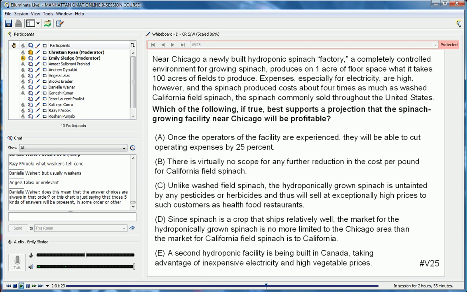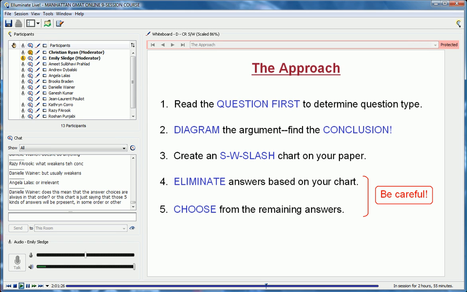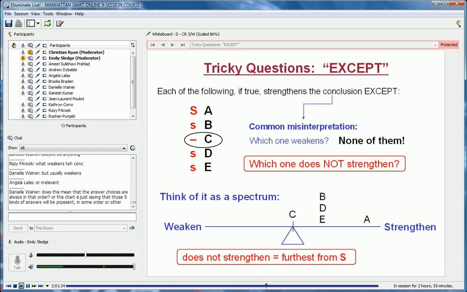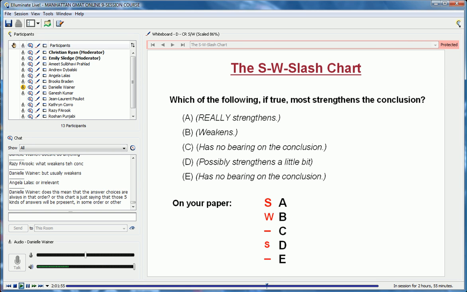All right, let's begin. Oh, Danielle, does it mean that the answer choice is always in that order? I'm not sure I understand what you mean. Are you asking about this and how we're labeling them? Go ahead and grab the mic, Danielle. Oh, hi, sorry. I just meant in that original chart where we said A really strengthens, B weakens, C has no bearing. If I understand correctly, it's just that usually those options are there somewhere, but not in that set order, like the way we have our data sufficiency A, B, C, D, E.